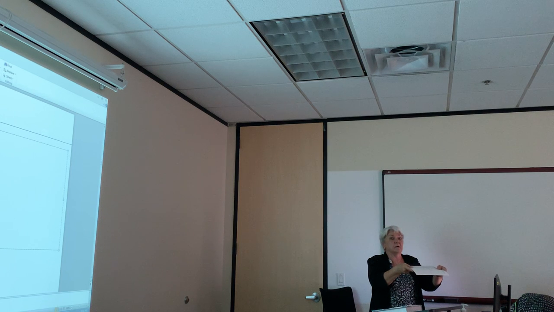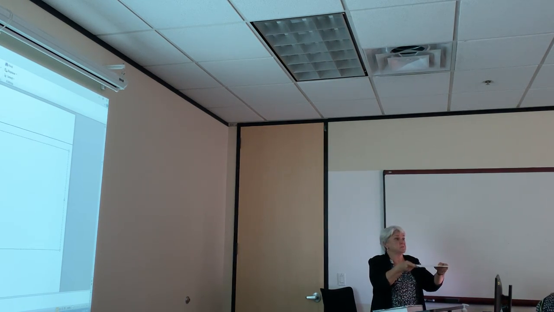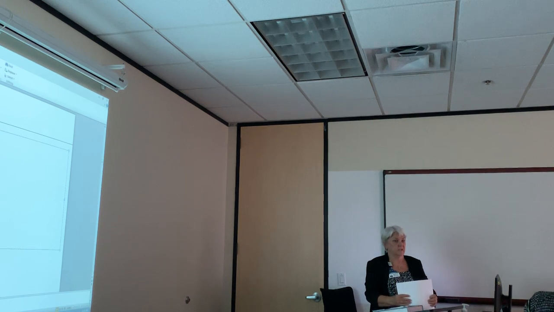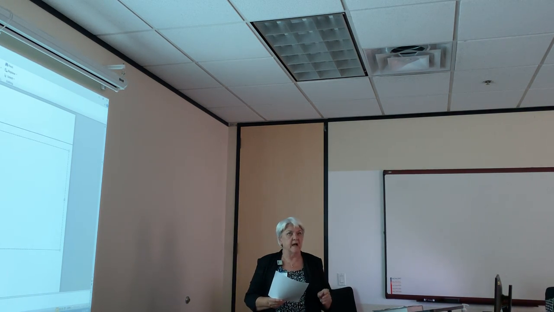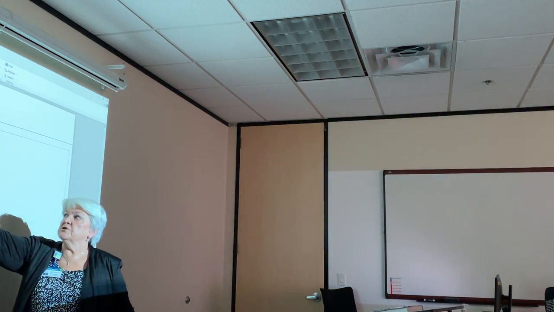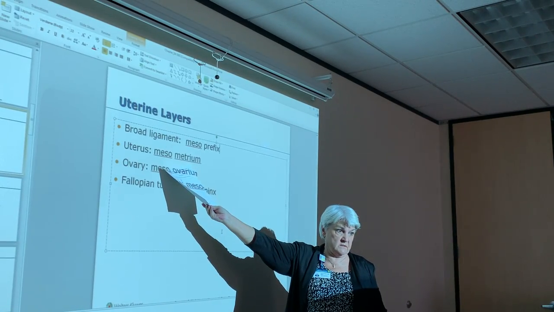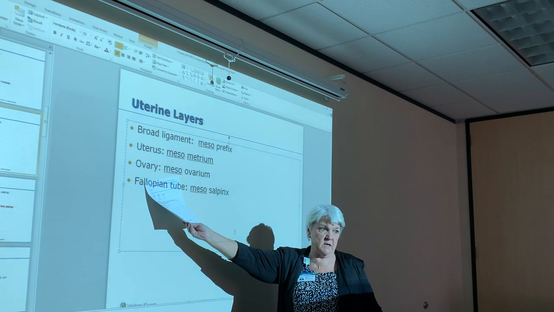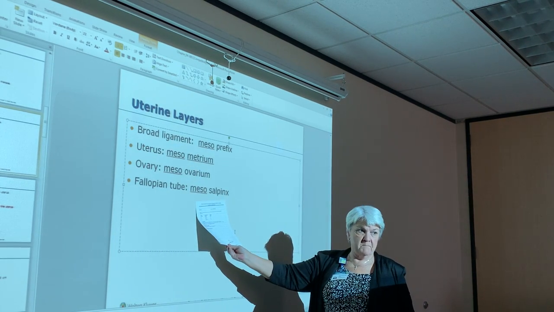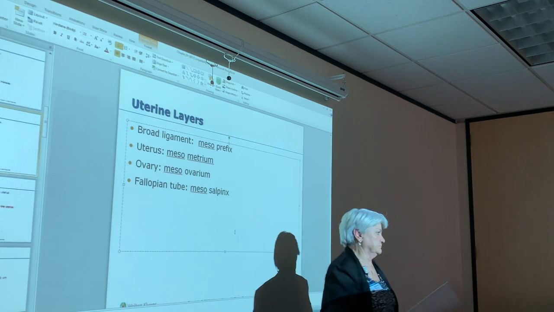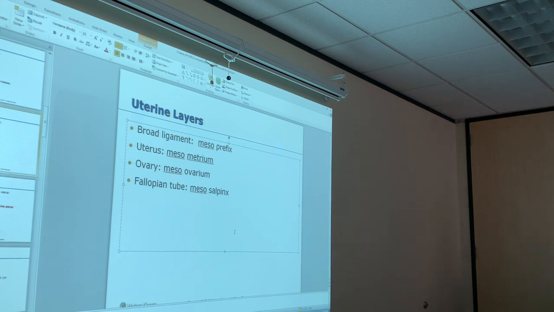Inside of this, I've got my uterus, the mesometrium. I've got my mesosalpinx. I've got my mesovarian. It's all inside of here. Okay? No, I wouldn't call it layers. I would call it the broad ligament that covers the uterus is called the mesometrium. The broad ligament that covers the ovary is called mesovarian. The broad ligament that covers the fallopian tube is called mesosalpinx. Okay? It's kind of a hard thing to teach because it's like inside of us.